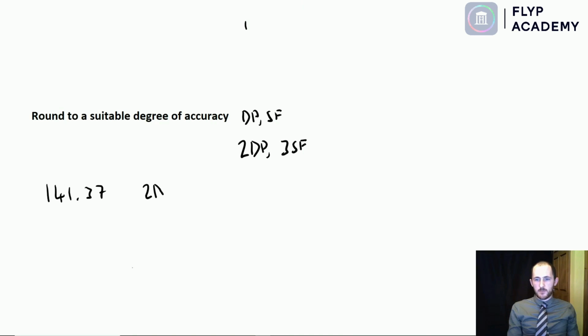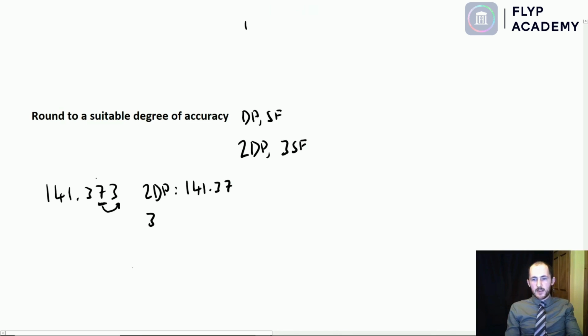Well, to 2 decimal places, what I do is, actually let's add another digit, I go to the second decimal place and I look at the number next to it. If it's 5 or more, I make this number 1 bigger. If it's 4 or less, I keep it the same. It's 4 or less. So the answer is 141.37. Now what about 3 SF?